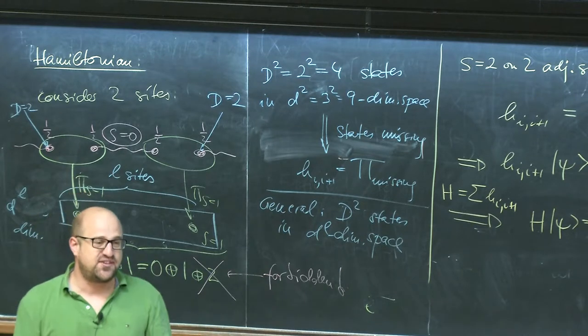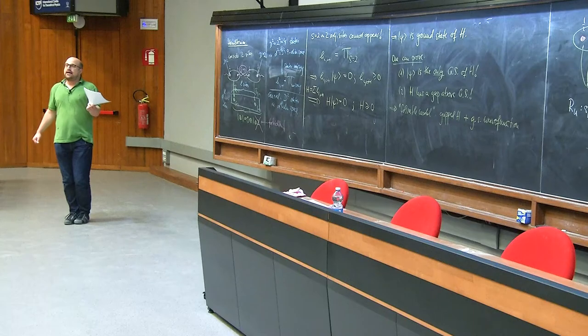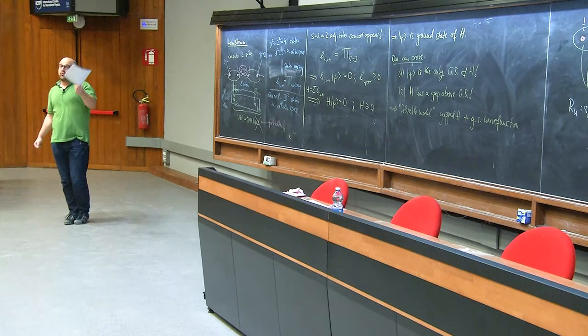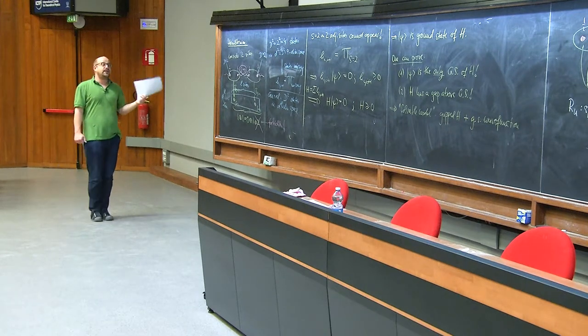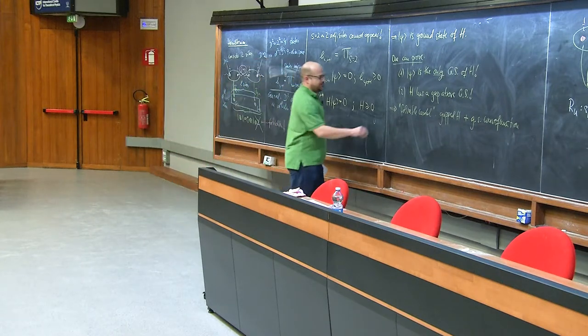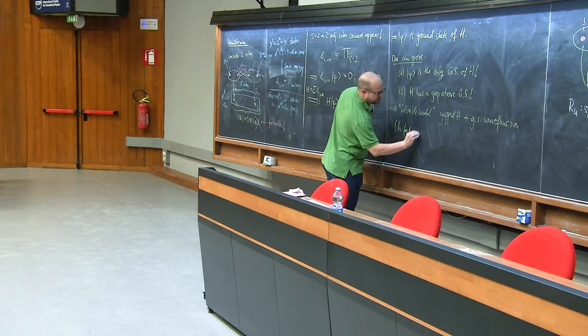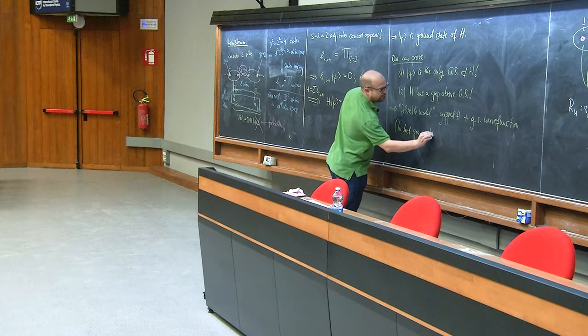And then at that number of sides, you will always be able to construct such a Hamiltonian. And it actually turns out that this will always, under generic conditions, have a unique ground state and be gapped. So in fact, this is a general construction.